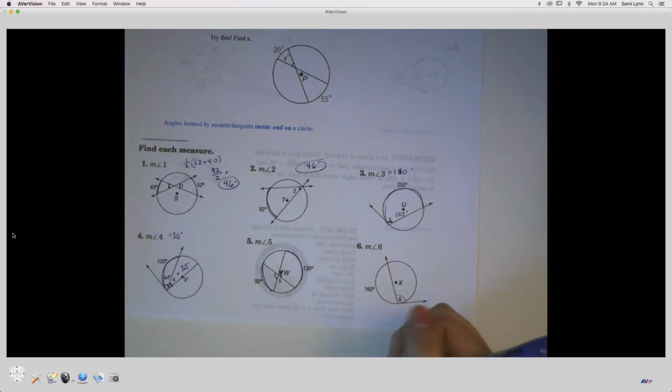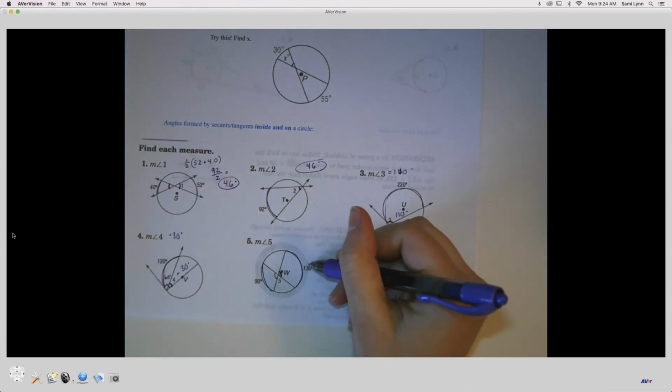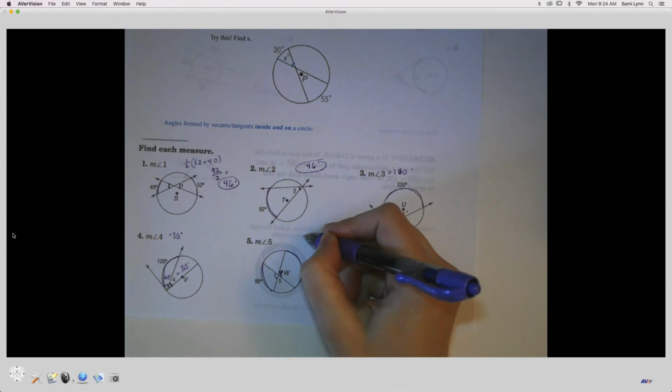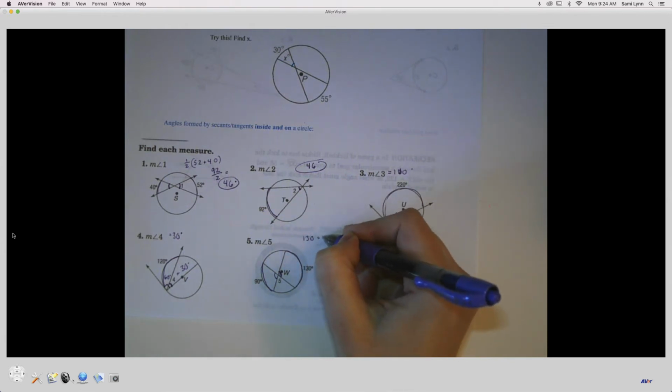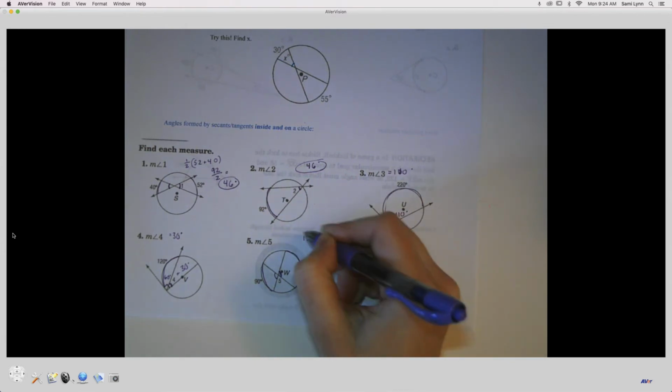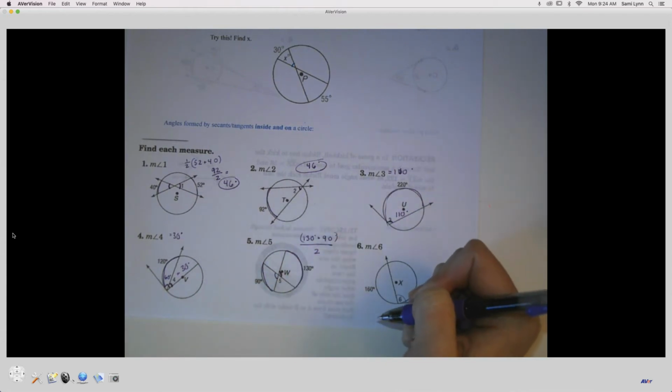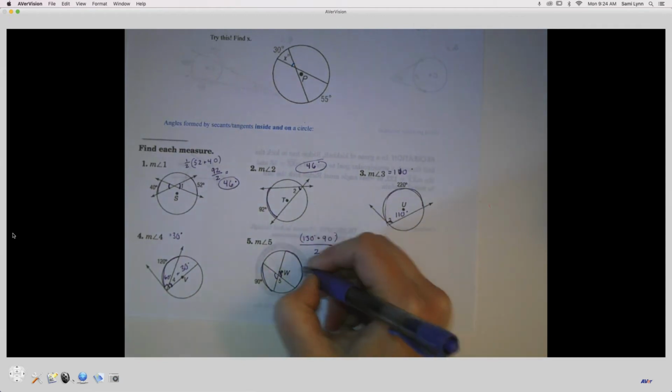So what I have to do is I'm going to take the average of both of my arcs. I'm not going to divide by 2 this time. I'm only going to do that when I have an angle on the kind of outside edge of my circle. So 130 plus 90 degrees, make sure to do that first, and then I'm going to divide by 2. All right, so that in total is going to leave me with 110.